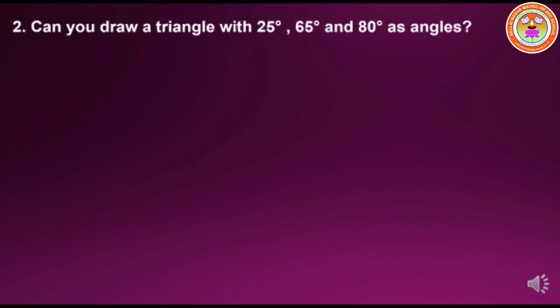Second question, can you draw a triangle with 25 degrees, 65 degrees and 80 degrees as angles? So we are going to find out whether I can draw a triangle using the three angles. Now, solution.